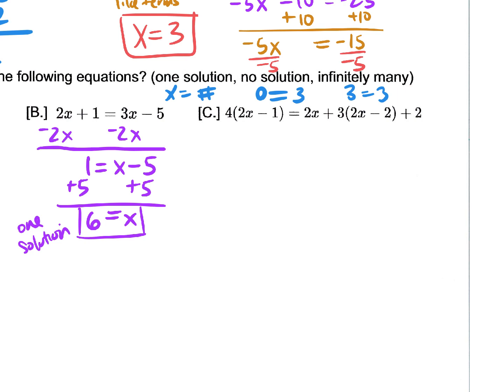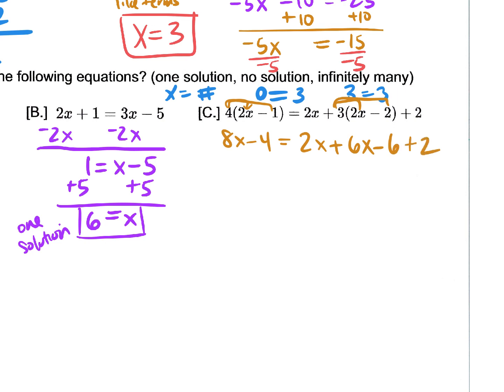Here we are with another crazy number, or letter C, lots of distribution, lots of parentheses, lots of numbers here. So we're going to start out small, distribute everything, so we get 8x minus 4 is equal to 2x plus 3 times 2x, which is 6x, times 3 times -2, which is -6, plus 2.